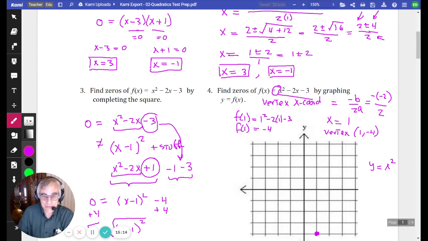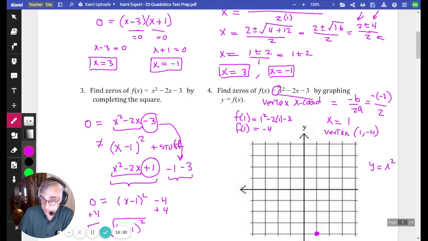If the leading coefficient is positive, then it's concave up. If the leading coefficient is negative, it's concave down. Well, this is a positive leading coefficient of 1. The vertical stretch is 1, so it's going to look exactly like the shape of that parent function y equals x squared.